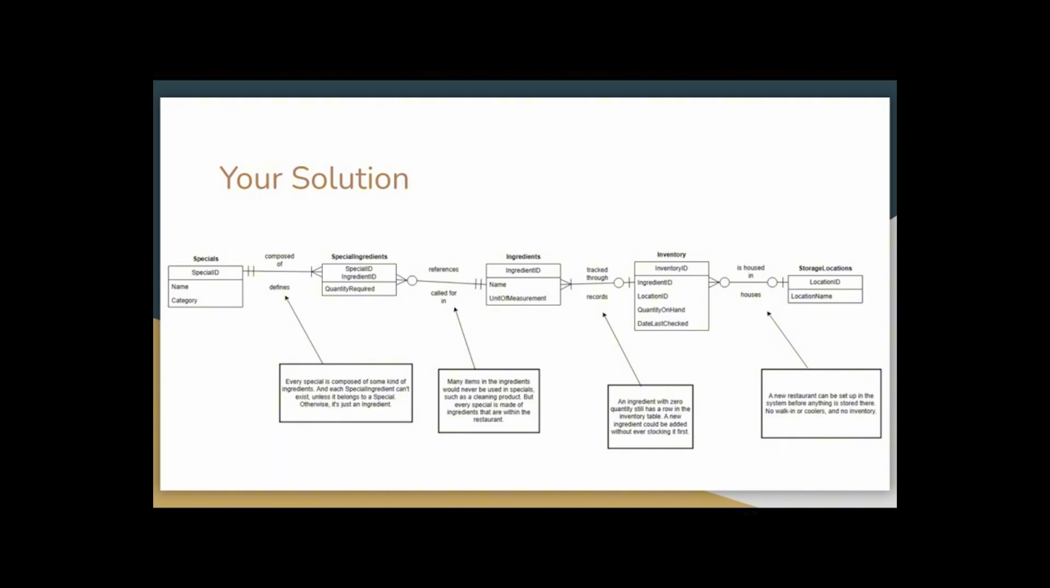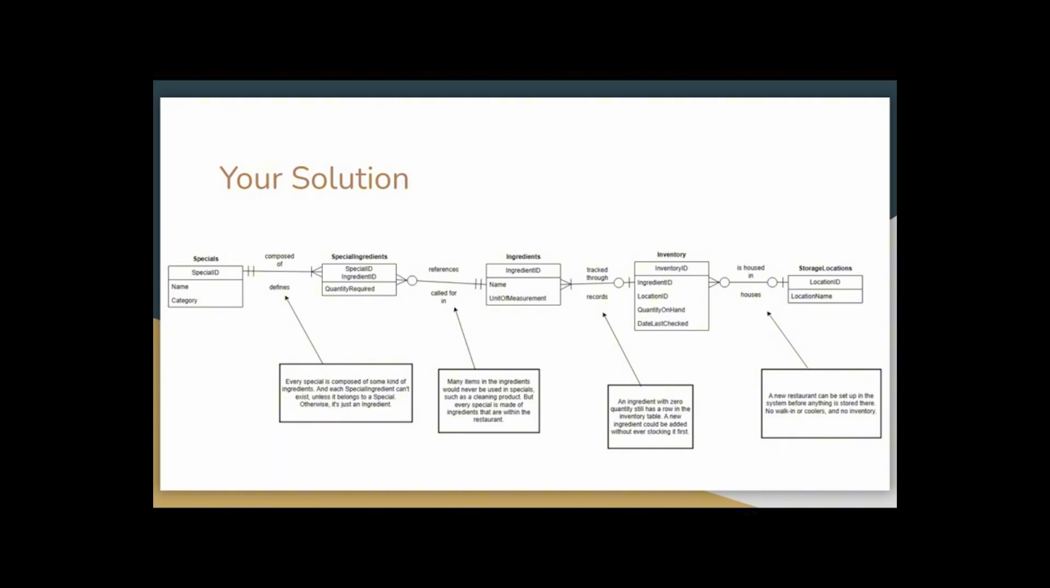Then we have specials. Every dish we could potentially run as a special, organized by category. And finally, special ingredients, which is the table that connects specials to their recipes. It stores exactly how much of each ingredient you need per serving. That last relationship is where the system does its real work.